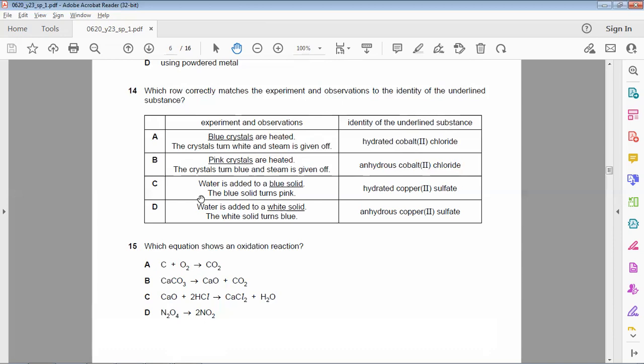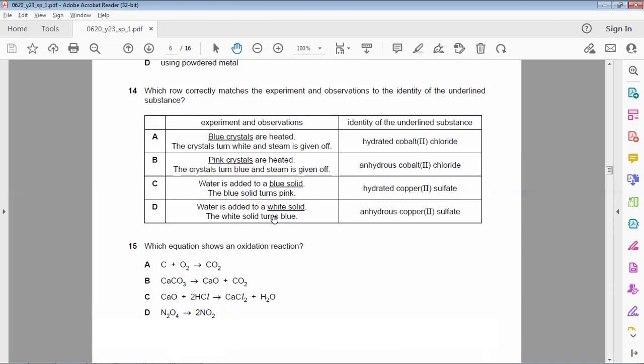Let's move to C. Water is added to a blue solid. The blue solid turns pink. All right. So hydrated copper sulfate is already blue, but it won't turn pink. The problem is in the second sentence. It is blue, but it won't turn pink. So that's also not the correct answer.